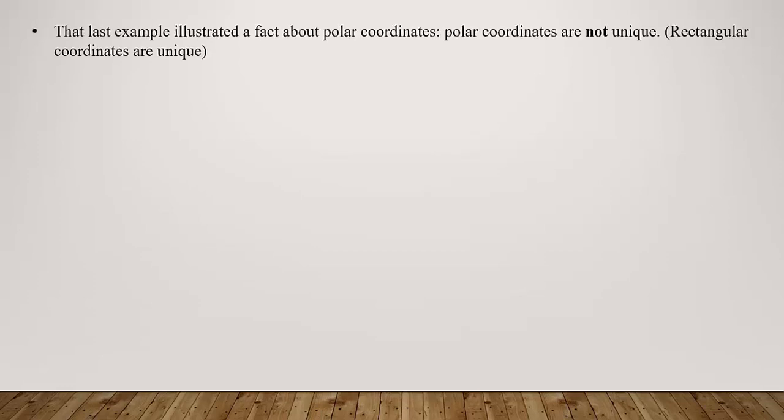All right, hopefully we saw in that last example, what I was really stressing is you do the theta first, then you do the r. I want you to start thinking that r value, the directed distance, is going to be considered a function of theta, whatever theta is. So one more thing from the last example. The last example illustrated a basic fact about polar coordinates. That is, polar coordinates are not unique. Rectangular coordinates, or if you prefer, call them Cartesian coordinates, they are unique.